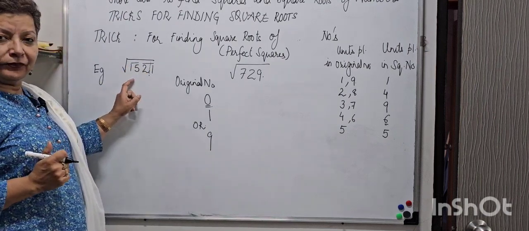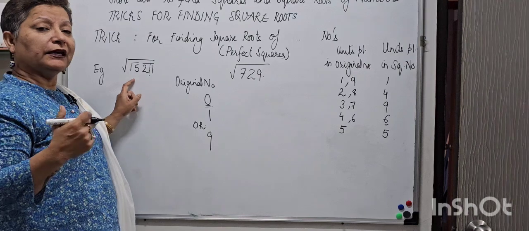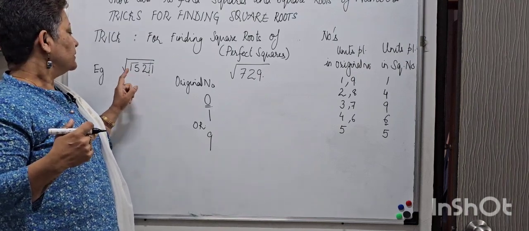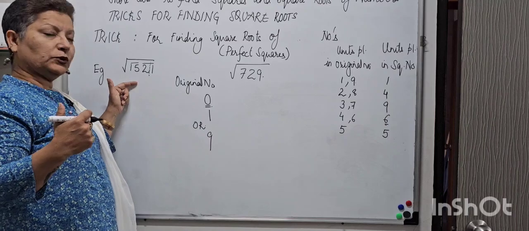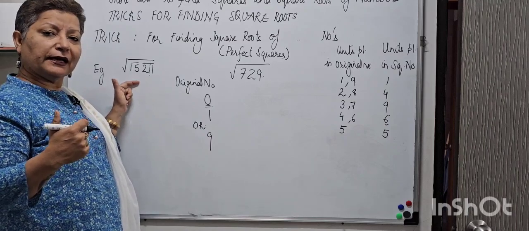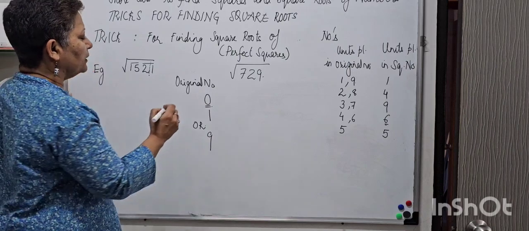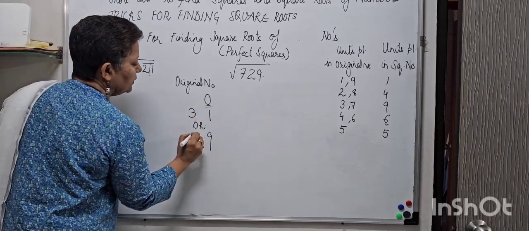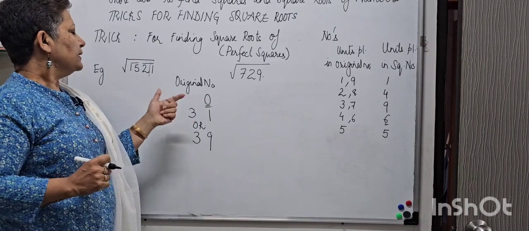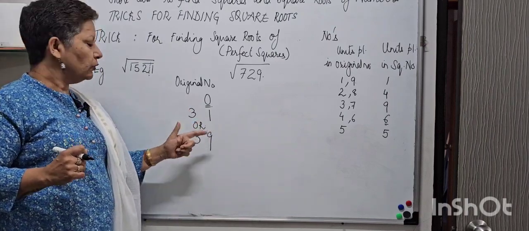So 15. 15 is more than the square of which number? Let's have a quick look at the squares. 4 square is 16, but 16 is more. What's the left one? 3 square is 9. So this number is coming somewhere between 3 square and 4 square. So obviously my number is going to be either 31 or 39. So because 3, it's more than 3, it's less than 4. So it's either going to be 31 or 39.